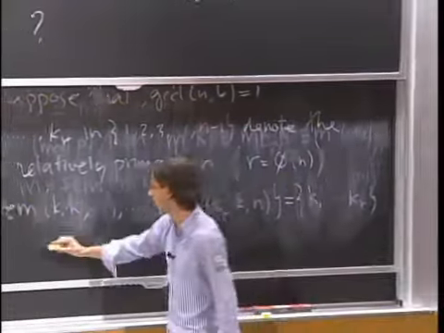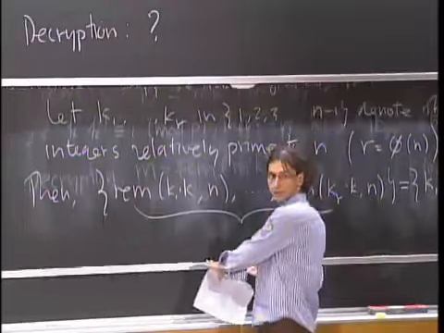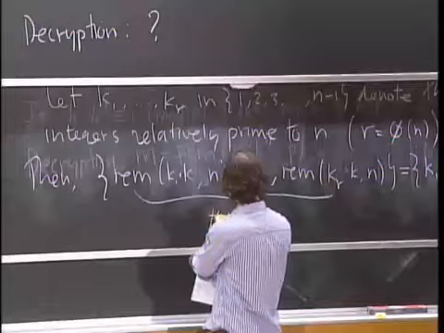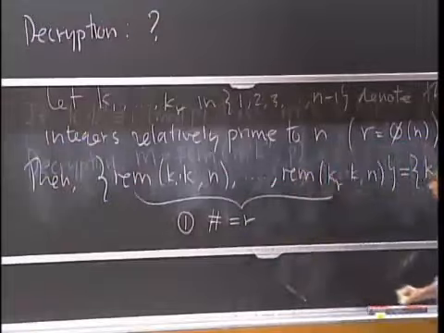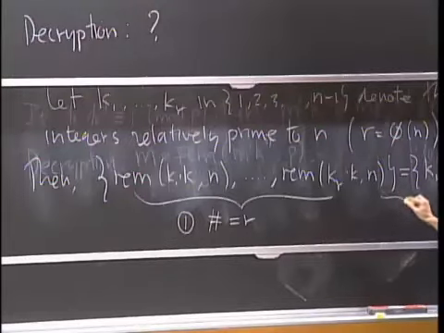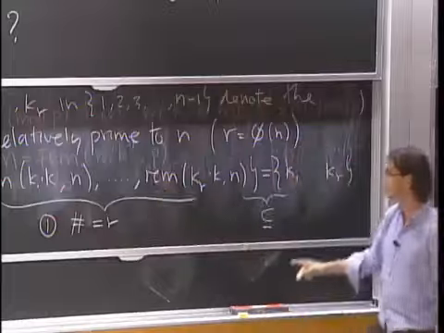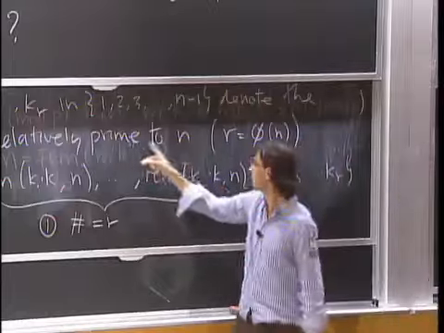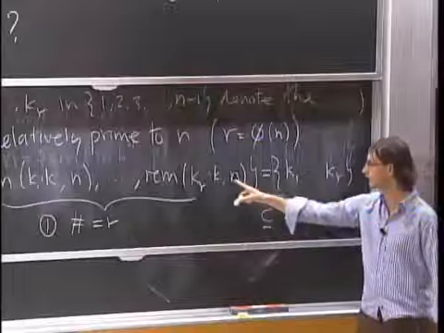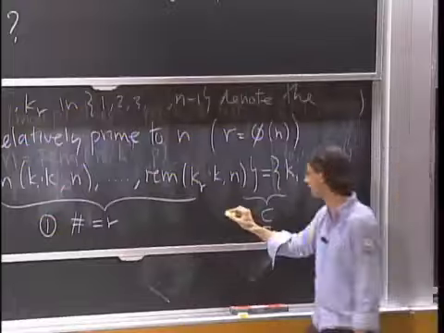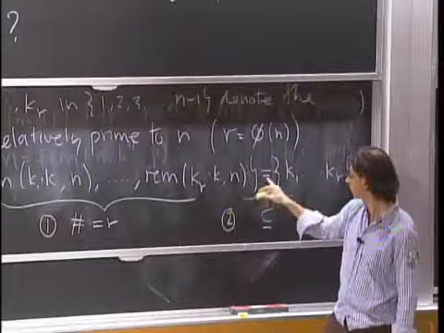We first show that this set has exactly r numbers, so the cardinality of that set is equal to r, so that will be our first step in the proof. And over here we will show that every remainder is actually relatively prime to n, so it must be part of this set. So we will show that this is a subset of this set in the second part of the proof. And combining those two, we are able to prove equality.